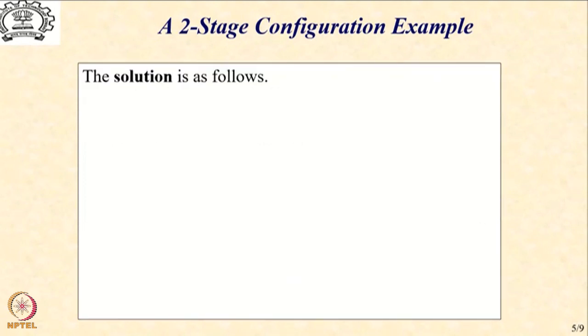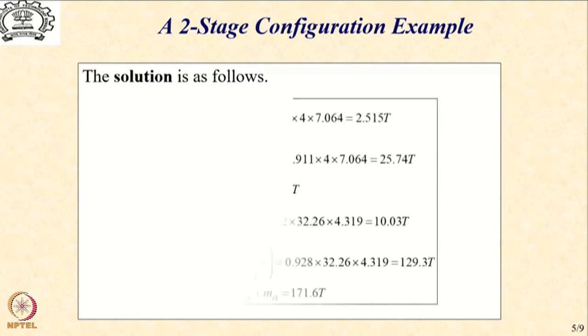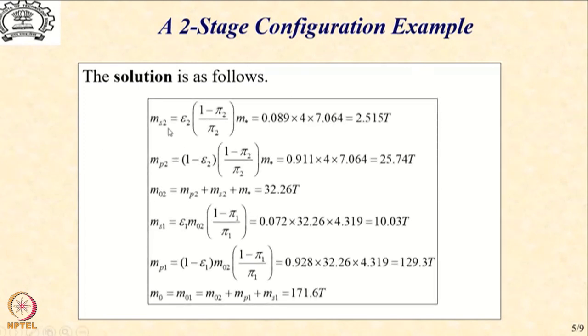So let us start the process. Let us go through it step by step. We start from the second stage because that's the last stage and m star is known to us. I calculate ms2 as epsilon 2 into (1 minus pi 2) by pi 2 into m star. I perform this simple arithmetic and I get the structural mass of the second stage as 2.51 tons. Similarly, I use the MP2 expression and I get the propulsion mass as 25.74 tons.